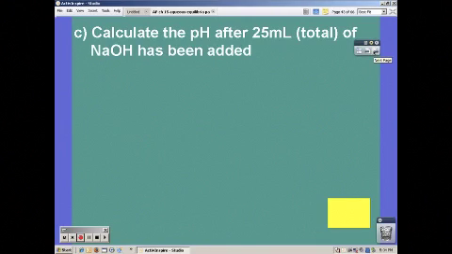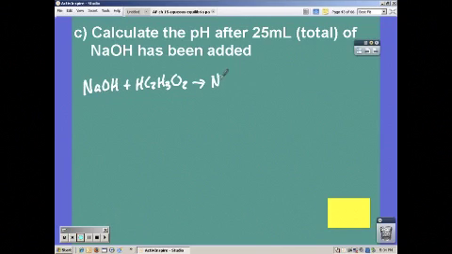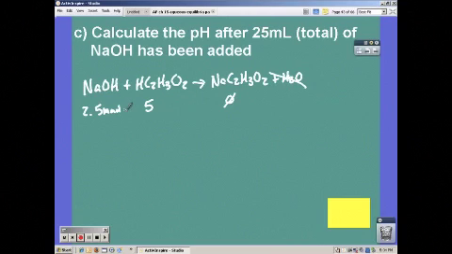Next, we're going to add 25 milliliters of NaOH. So our NaOH is still reacting with acetic acid. Can ignore the water. Need our millimoles. 25 times our 0.1 gives us 2.5. And we still have 5 millimoles of acetic acid. React it to completion.